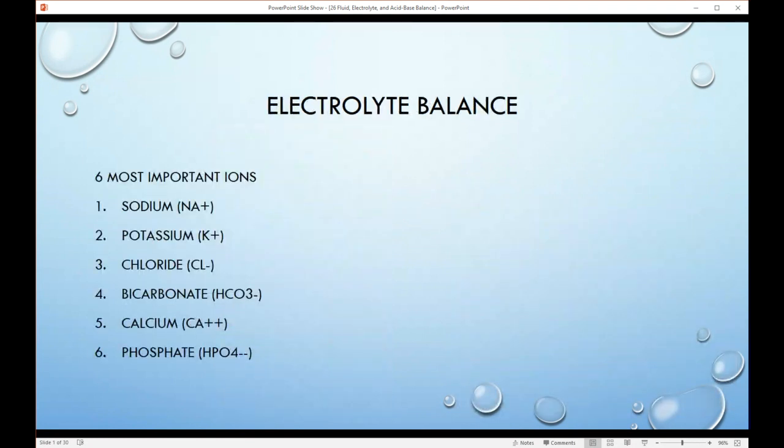The 6 most important ions within your body are sodium, potassium, chloride, bicarbonate, calcium, and phosphate. We should probably say those again. Sodium, potassium, chloride, bicarbonate, calcium, and phosphate. Okay. It probably spells some cool word that I haven't seen yet, but there's no vowels, so I can't imagine that it actually spells a word.